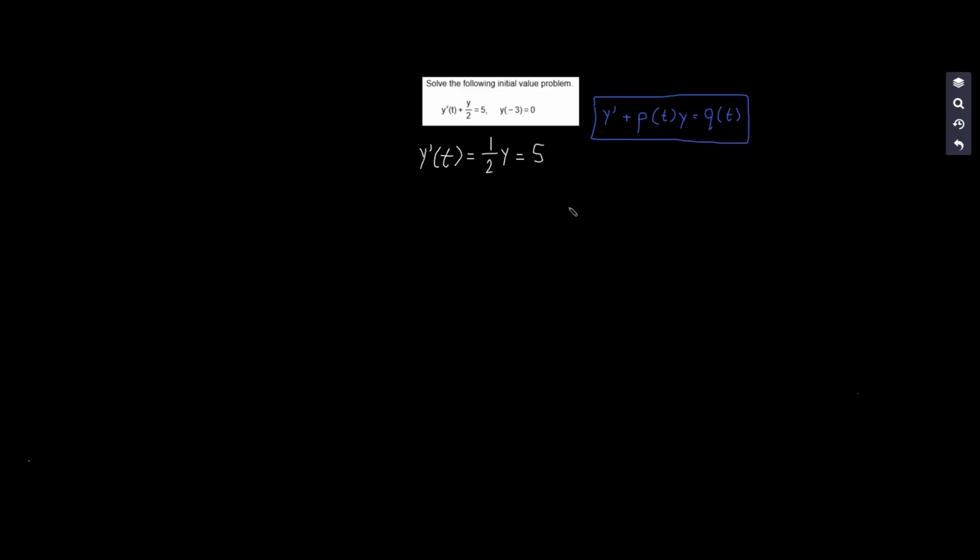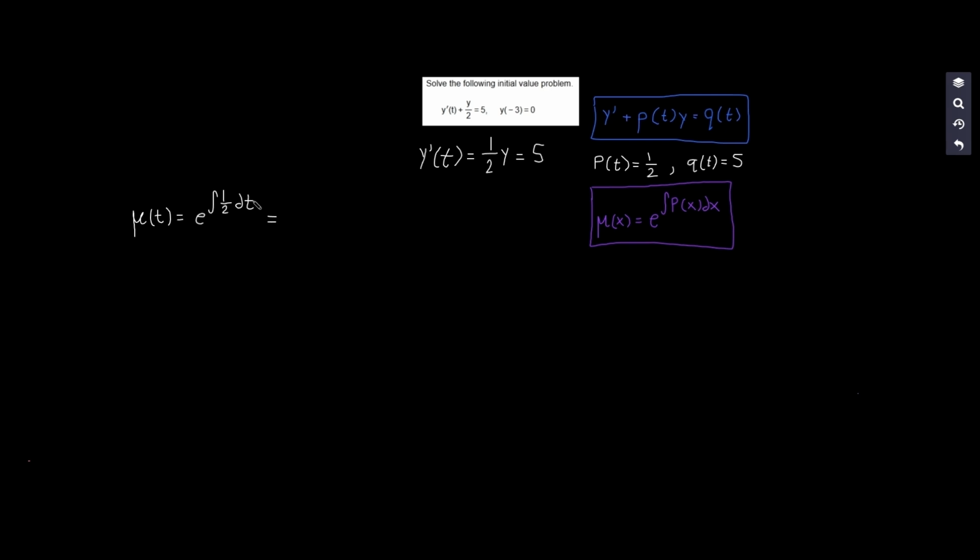And I did this because now maybe it's a little bit more clear that p of t equals 1/2 and q of t equals 5. What's next is that we need to find the integrating factor. Now let's find our integrating factor. We need to anti-differentiate this 1/2. We're just going to leave the e alone, but we have to integrate that 1/2. So when you anti-differentiate 1/2, it's just going to become 1/2 times t, or t over 2.